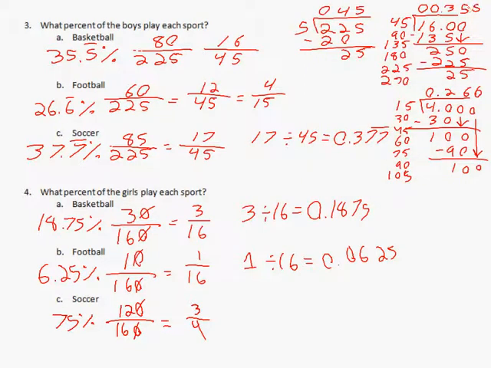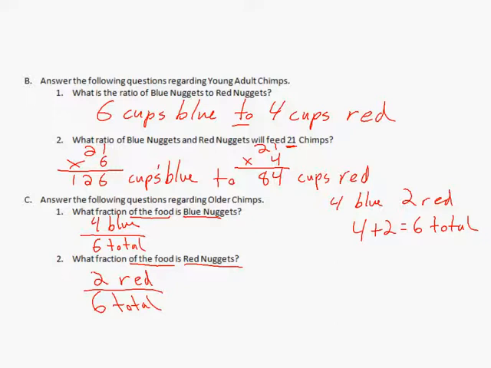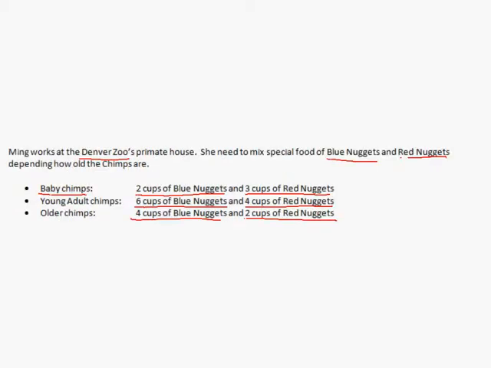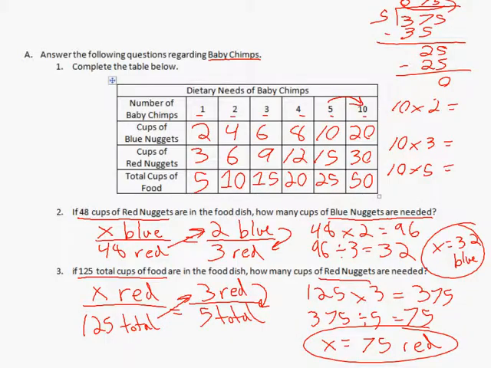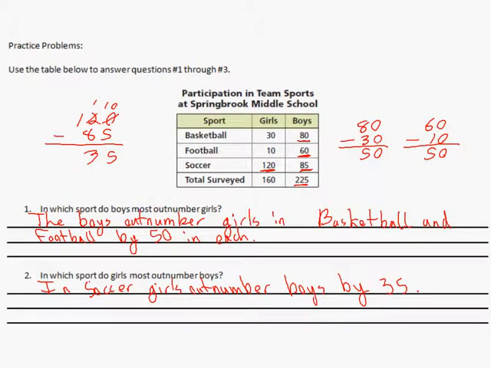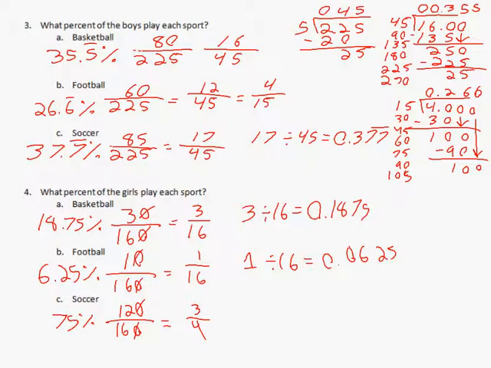All right, let's quickly go back over the lesson and make sure everything's filled in correctly. Lesson 2.3, scaling ratios: how to scale ratios up and down, scale ratios up to suit our needs. So we talked about the zoo. We fed the baby chimps all correctly. They grew up to be young adult chimps. Then they grew up to be older chimps. Moved on to a practice problem talking about team sports in middle school and did some percentage calculations. So this is the end of lesson 2.3. Up next is lesson 3.1 in comparing and scaling.